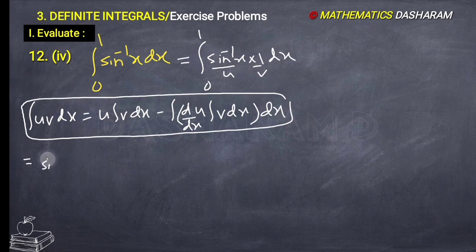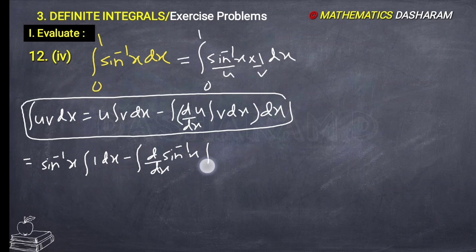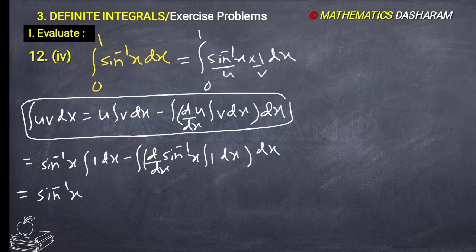First, u means sin inverse x. Integration of 1 dx, minus integration of d by dx of sin inverse x times integration of 1 dx, next to whole dx. So sin inverse x times integration of 1 dx, which is x, minus integration of the derivative of sin inverse x, which is 1 by under root 1 minus x square, and here integration of 1 dx is x, and whole dx.